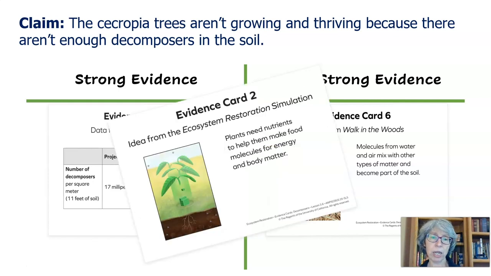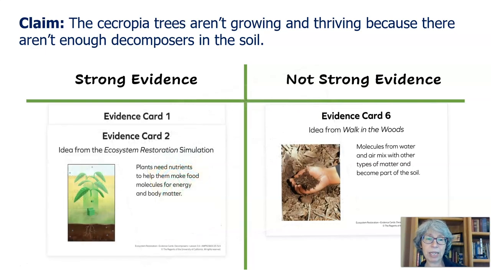Next card. This is from the ecosystems restoration simulation. Plants need nutrients to help them make food molecules for energy and body matter. So again, we're looking at that the plants aren't growing and thriving because there aren't enough decomposers in the soil. And we know that they need those nutrients. So this might be something that'll help us link ideas together. So let's put it over here for now.